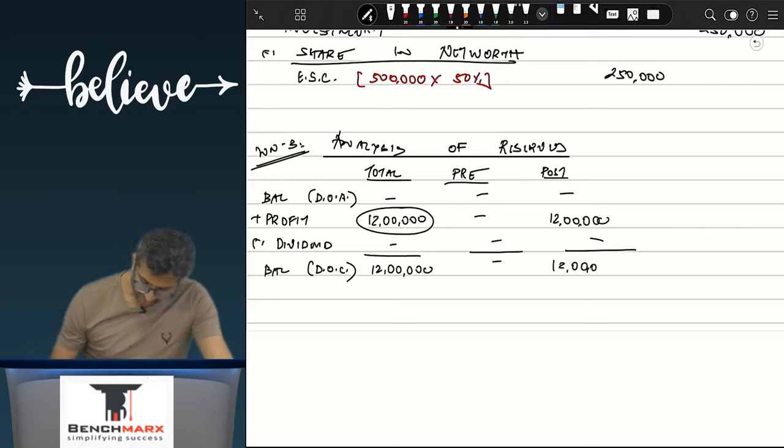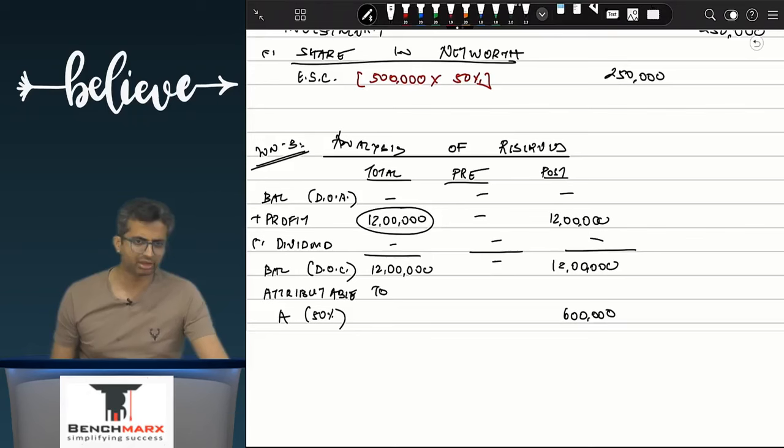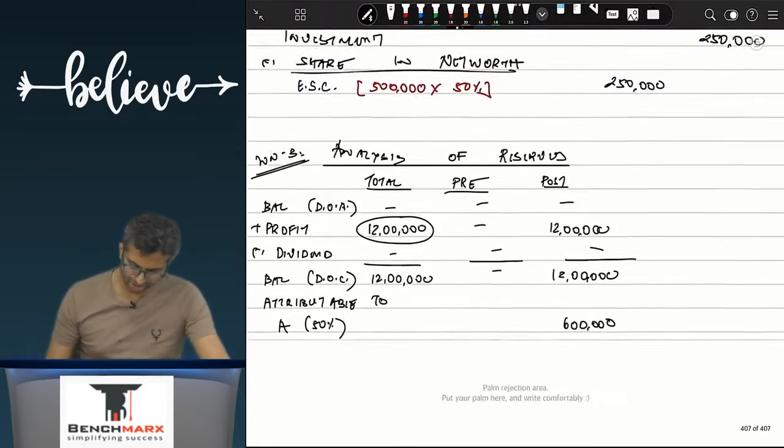And if this is post, we will say attributable to, let us say A, again 50%. 6 lakhs. Achha, beyond this, minority and so on, we will not do anything. Similar working you can even do for B. If there are any adjustments, we will incorporate the adjustments over here as well. So this 6 lakhs will go.